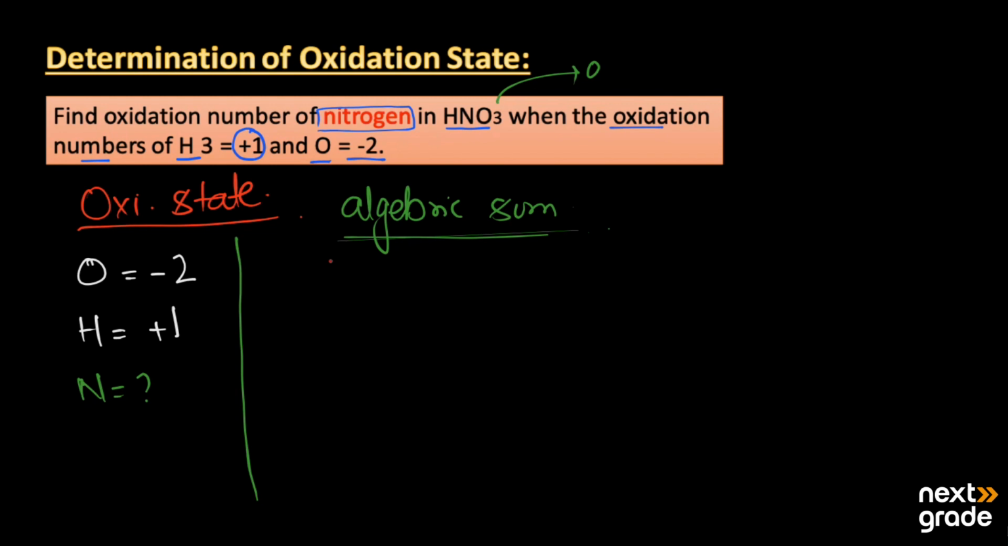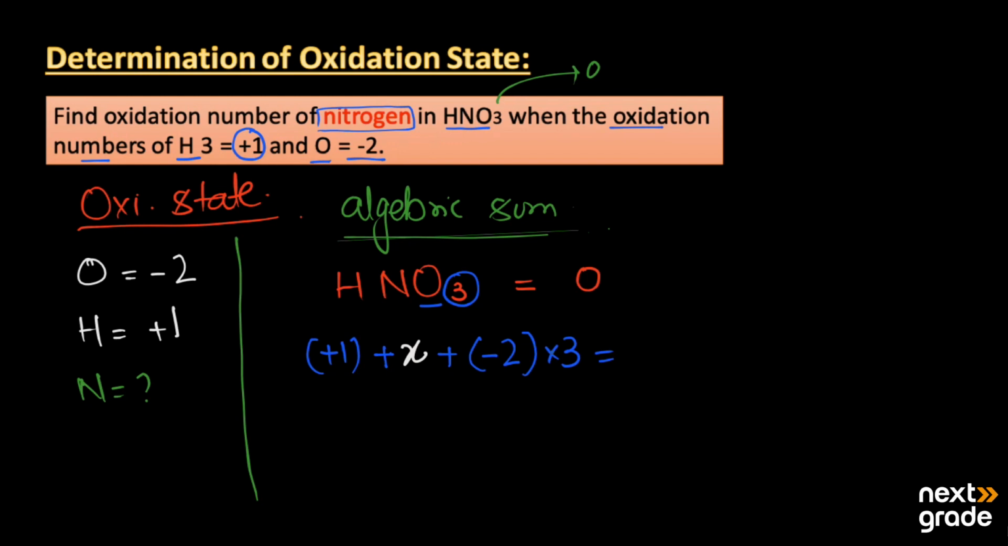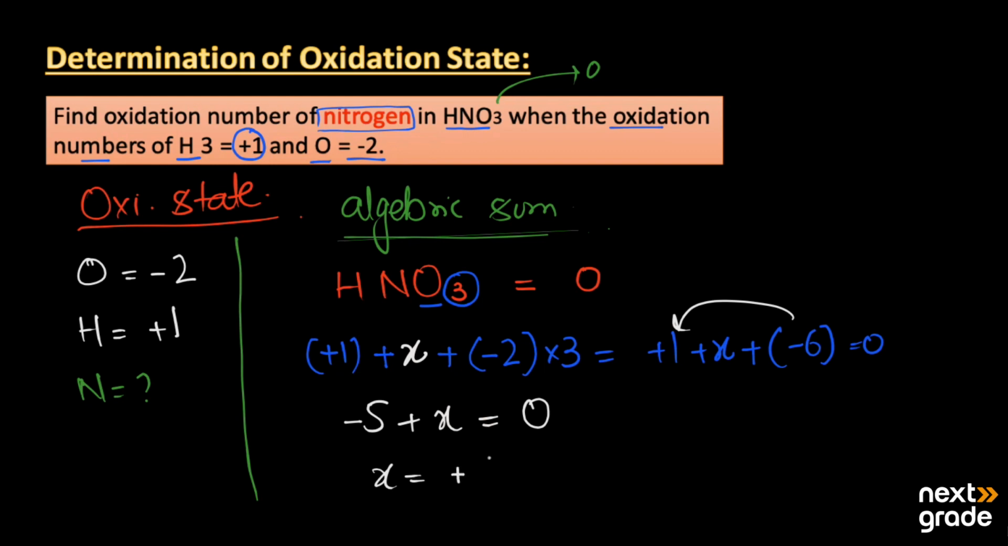Now just have a look. First of all, we will write the compound. It is HNO3 and the algebraic sum of oxidation states is equal to 0. Here the oxidation state of hydrogen is +1. Then for nitrogen, which we have to find, we will put X. And then the oxidation state of oxygen, which is -2, multiplied by 3 because there are 3 atoms of oxygen present. Now +1 plus X plus (-2 multiplied by 3), which is -6, is equal to 0. By solving this equation, -6 and +1, we get -5 plus X equal to 0. Now the 5 will move to the other side and changes into +5. So the oxidation state of nitrogen here is +5.